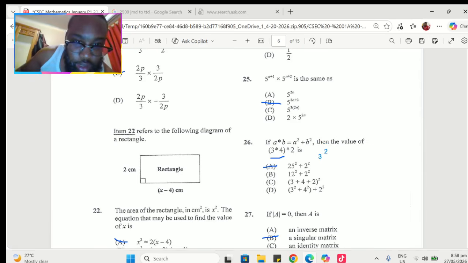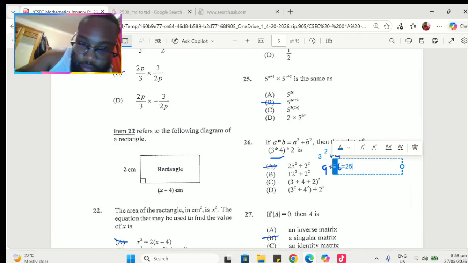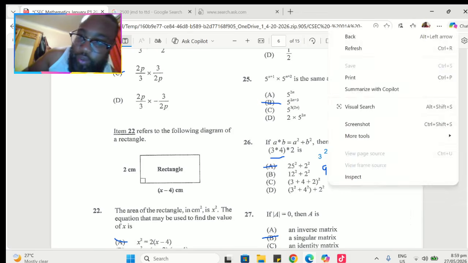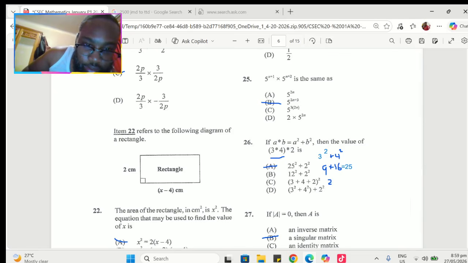I'm going to write with the pencil. 3 squared plus 4 squared. I have to do what's in the brackets first, right? 3 3s are 9, so 3 squared is 9. 4 4s are 16, so 4 squared is 16. 9 plus 16 is 25. So now I've worked out what's in the brackets. 3 star 4 is 25. Now I have to do 25 star 2. According to this, a star b is a squared plus b squared. So 25 star 2 would be 25 squared plus 2 squared. And I didn't have to calculate this because that is where the answer stopped.